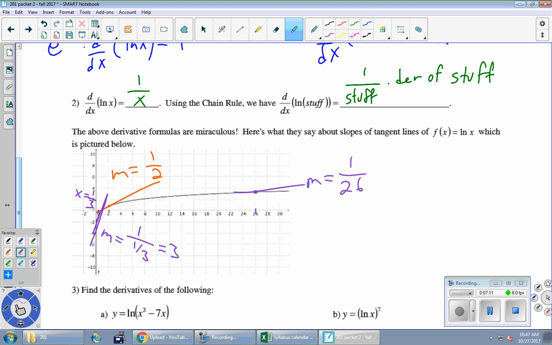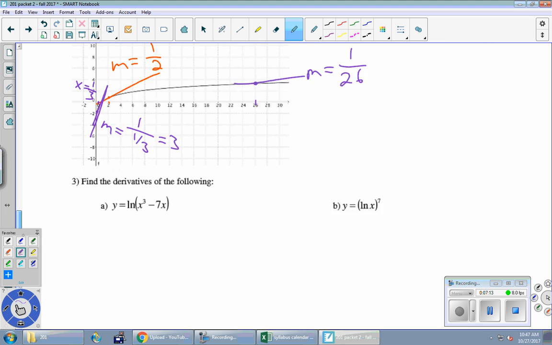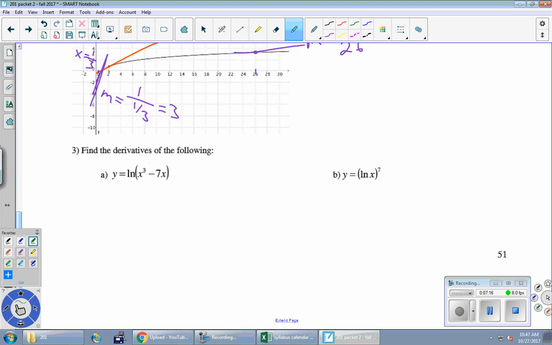Okay, let's use our new derivative formulas down here. Let's find the derivatives of the following. Y equals ln of x cubed minus 7x. So first, give me a good derivative symbol. For example, dy dx equals. Okay, this is ln of some stuff. How do we start? 1 over the stuff. 1 over x cubed minus 7x.